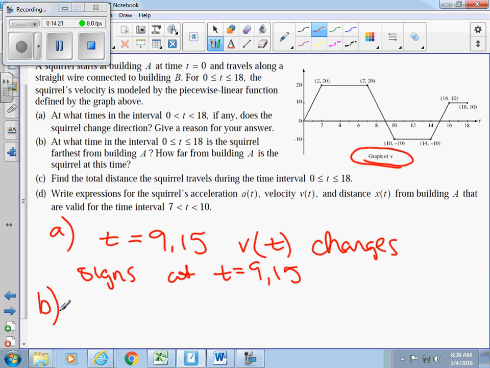Okay, part B. At what time in the interval 0 to 18 is the squirrel farthest away from building A? So this is, the squirrel starts at building A, right? And then he goes away from building A, back toward building A, and away from building A, right? Make sense? So what are our possibilities? What are our candidates?